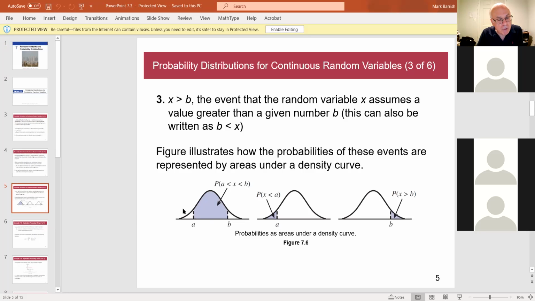So it can get a little confusing because in the discrete case, we are talking about x is equal to a or x is equal to b, but in the continuous case, X is equal to A is always equal to 0. X is equal to B is always 0. It's always intervals of values that we're talking about for probabilities.